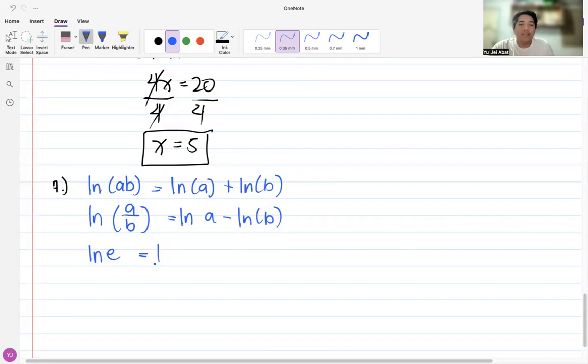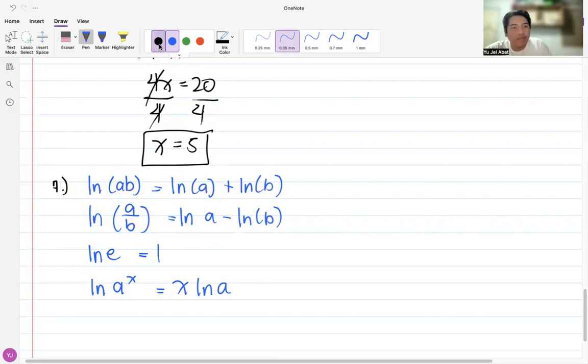Okay, that means that's equal to 1. And if we have ln of a raised to x, that can be x ln of a. So it's pretty much the same with the logarithmic functions, for the natural logarithm that we have.